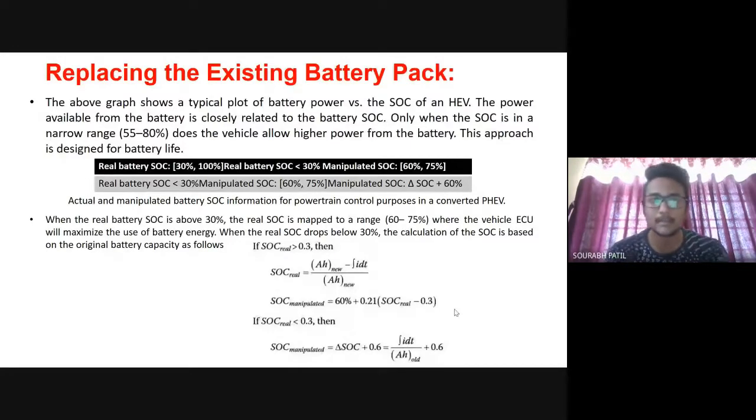Next, if a vehicle wants to use more power from the battery, we have to manipulate the real battery values. How it is manipulated is given here: the actual and manipulated battery SOC information for powertrain control purposes in a converted PHV. Whenever we are using a new battery, we have to use its energy much more. But if the SOC falls below 30%, using the battery will have a negative impact and will lead to bad health of the battery life.